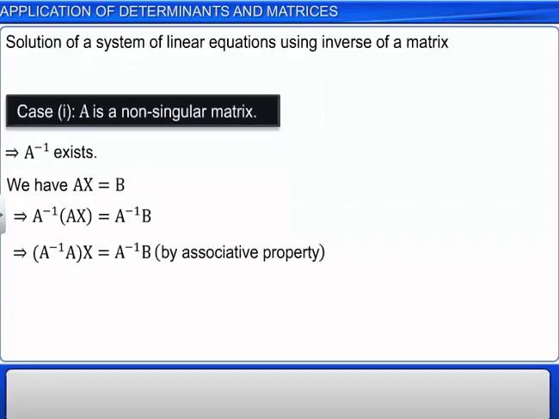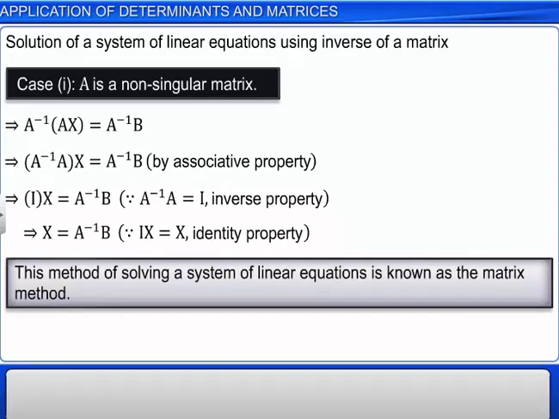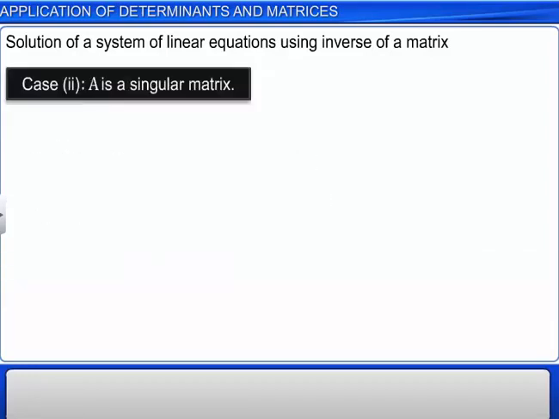This matrix equation provides a unique solution for the given system of equations, as the inverse of a matrix is unique. Such a method of solving a system of linear equations is known as the matrix method. The second case is when the coefficient matrix A is a singular matrix. In this case, the determinant of A is 0.